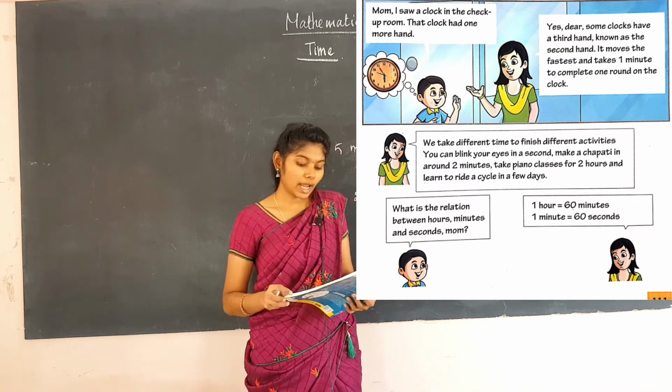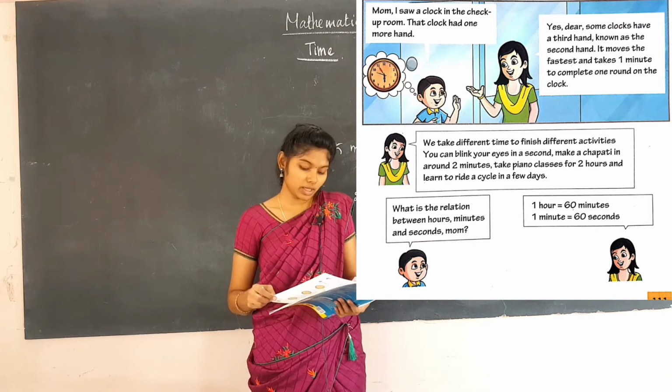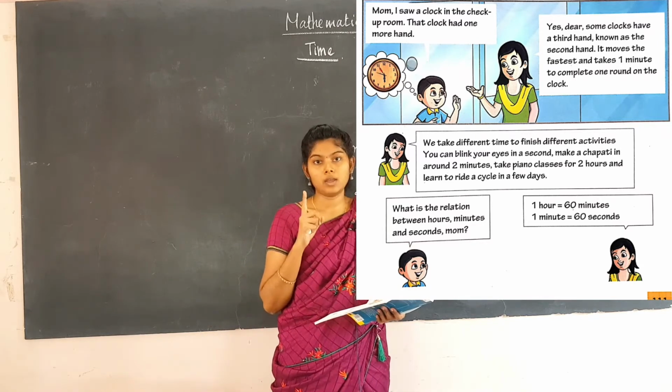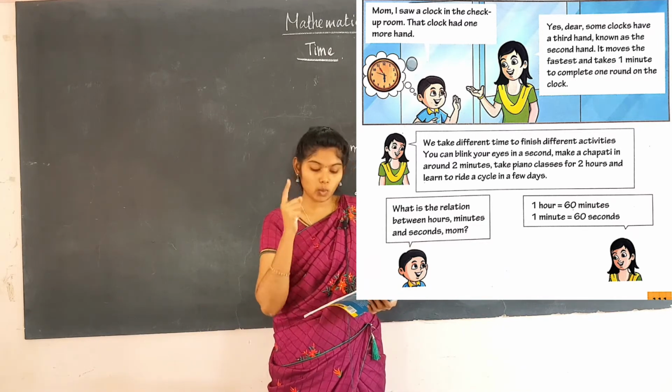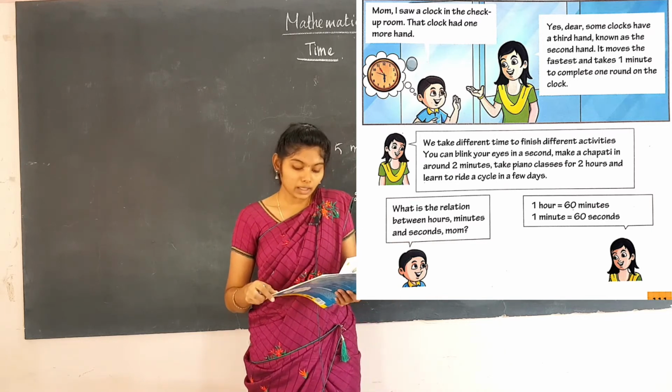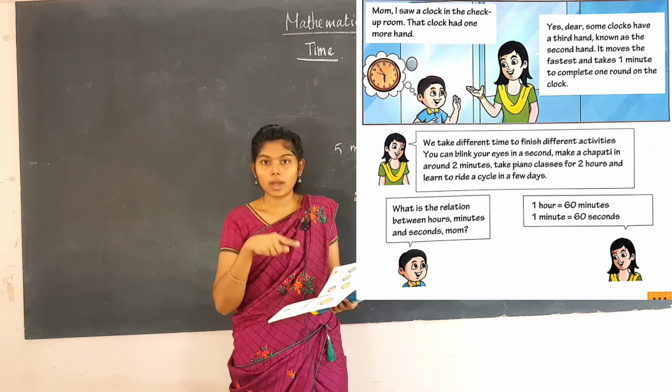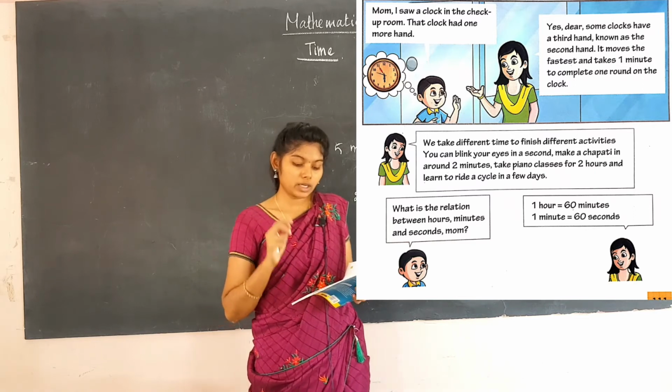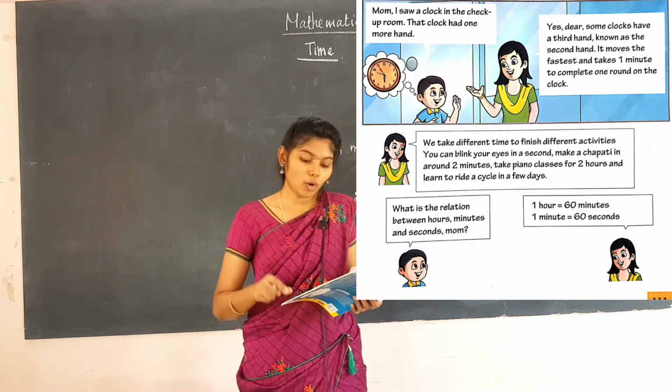We take different times to finish different activities. You can blink your eyes in 1 second. So while you are blinking like this, it takes 1 second, she is saying. Make a chapati in around 2 minutes. For making a chapati round, it takes 2 minutes, she is saying. Take piano classes for 2 hours.